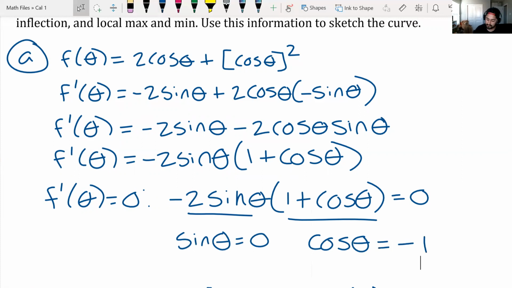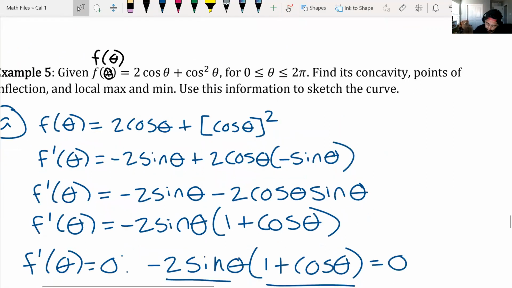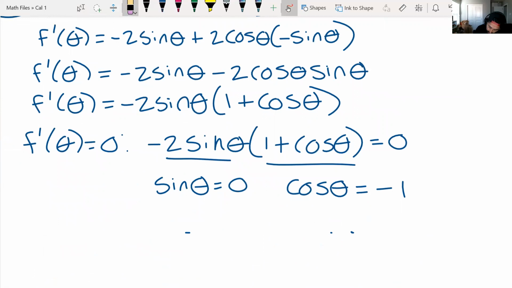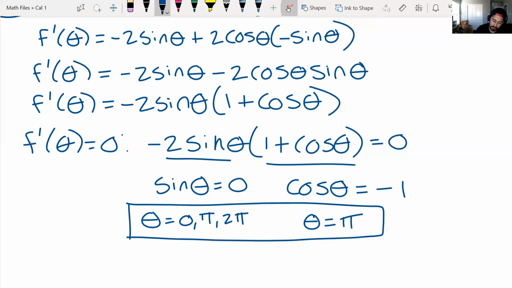All right. We are given a restriction here from 0 to 2 pi, so we only want values on the unit circle. So for sine theta to be 0 on the unit circle, theta has to be 0, pi, 2 pi. For cosine to be negative 1, theta has to be just pi. These are my critical numbers.